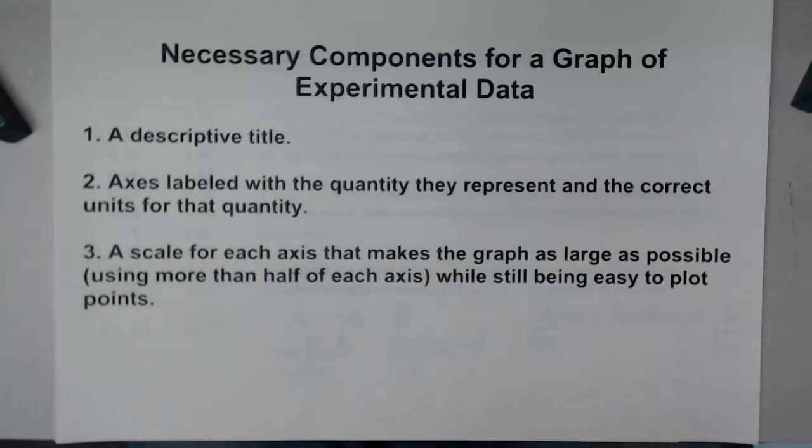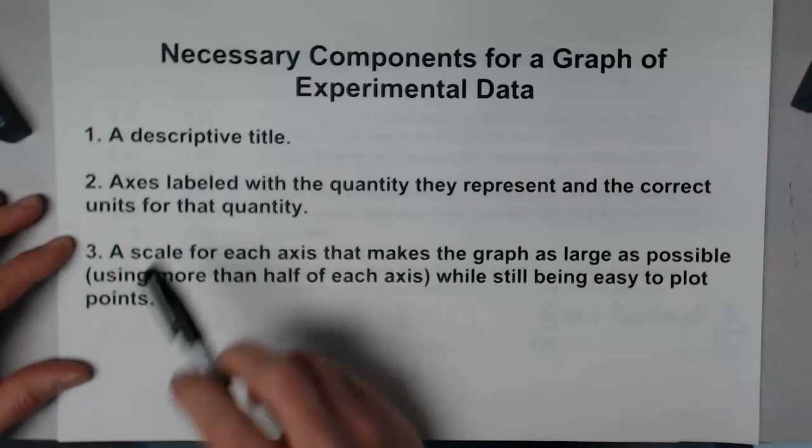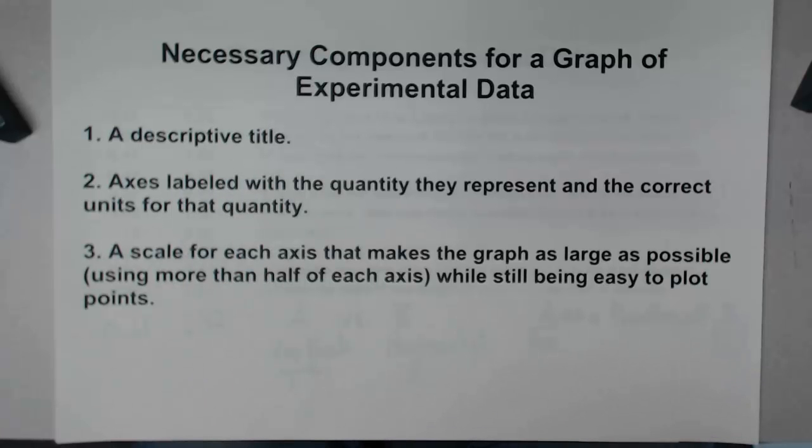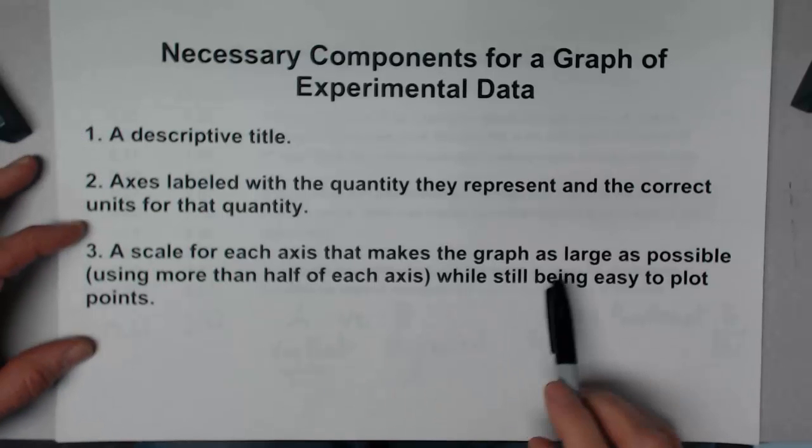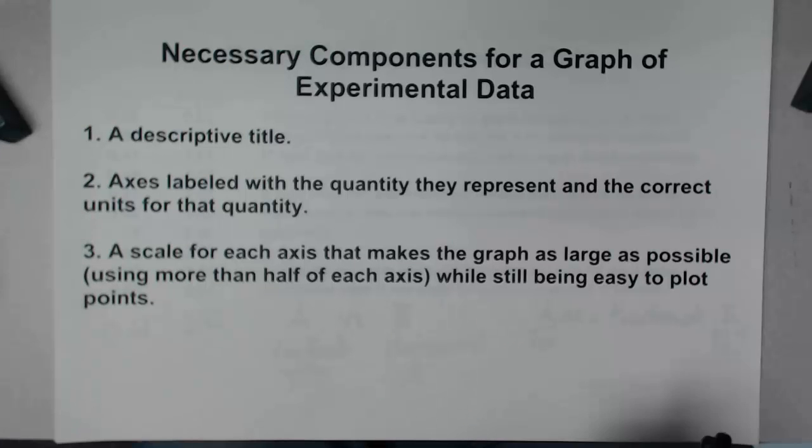There are components that every graph should have, and for experimental data, the first thing it should have is a descriptive title, something that tells the reader at a glance what the graph represents. Another thing it should have is axes labeled with the quantity they represent and the correct units for that quantity. And then select a scale for each axis that makes the graph as large as possible, using more than half of each axis, while still being easy to plot points.